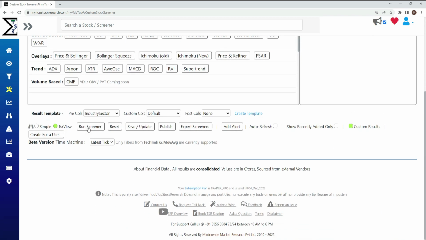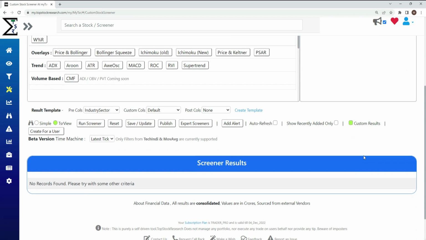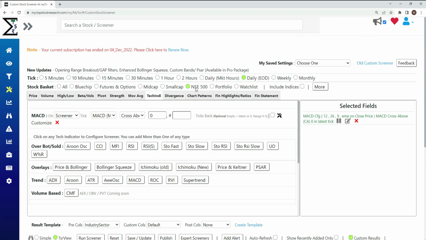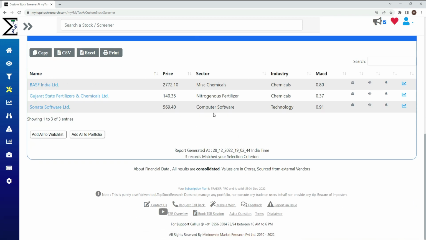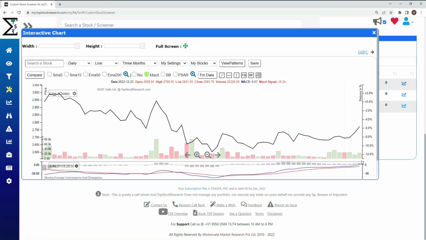The first setting that we did is MACD crossing above zero line. So let's look at what we get in, let's say, FNO stocks. No stock, okay, too bad. So we get 3 stocks where the MACD is crossing above the zero line.